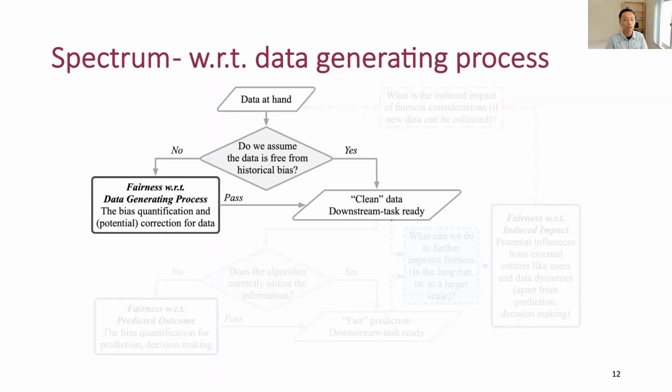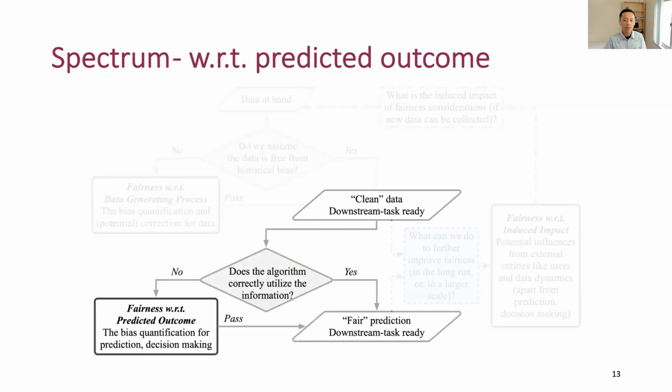Another thing we should notice is that in this first spectrum, there's no specific or explicit introduction of prediction or decision making. The reason is that when we quantify the data itself, we're simply being an auditor. This auditing process should not be relevant to what kind of prediction or downstream task we would like to apply. And the focus on prediction should be in another spectrum, which we call fairness with respect to the predicted outcome.